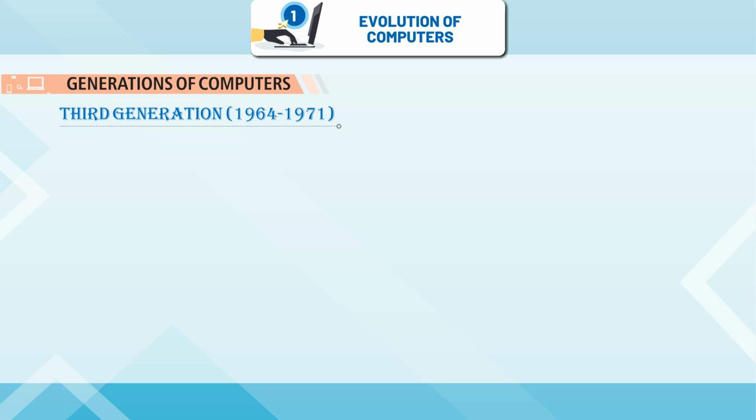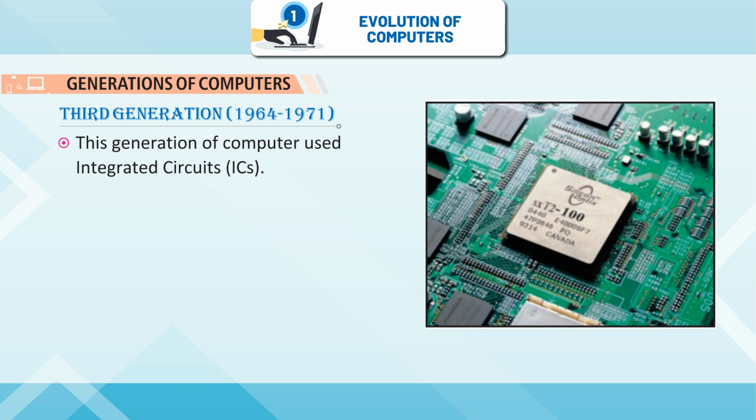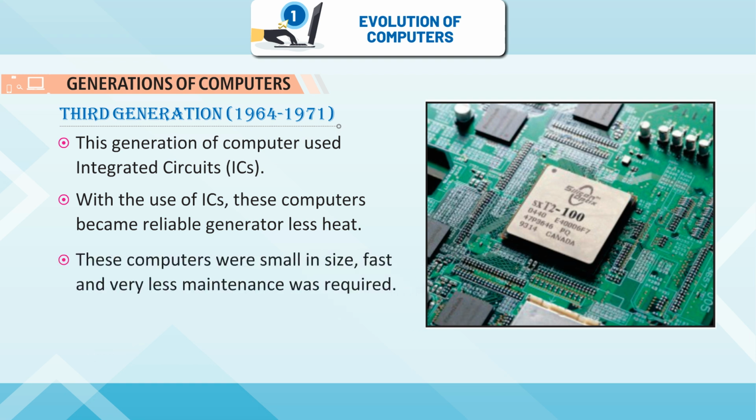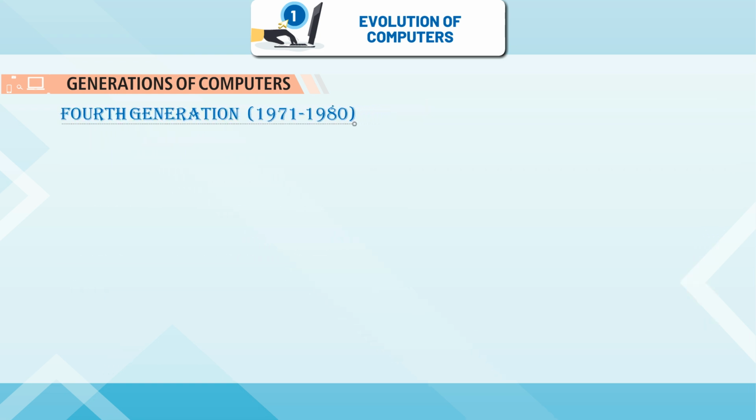Third generation, 1964 to 1971. This generation of computers used integrated circuits, ICs. With the use of ICs, these computers became reliable and generated less heat. These computers were small in size, fast, and very less maintenance was required.